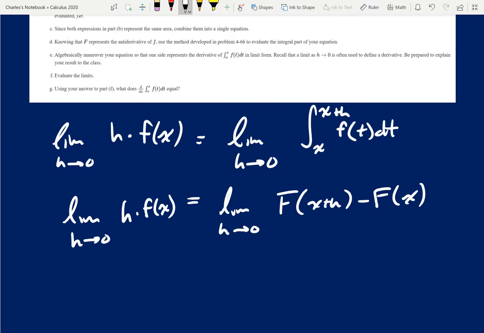Algebraically maneuver the equation so that one side represents the derivative of the integral from a to x of f of t dt in limit form. Recall that a limit as h approaches 0 is often used to define a derivative. Be prepared to explain the result to the class. Okay, that's confusing. But what they're telling us to do is try to evaluate this so that it makes sense in some way related to what we already know. So how about if I divide both sides by h?